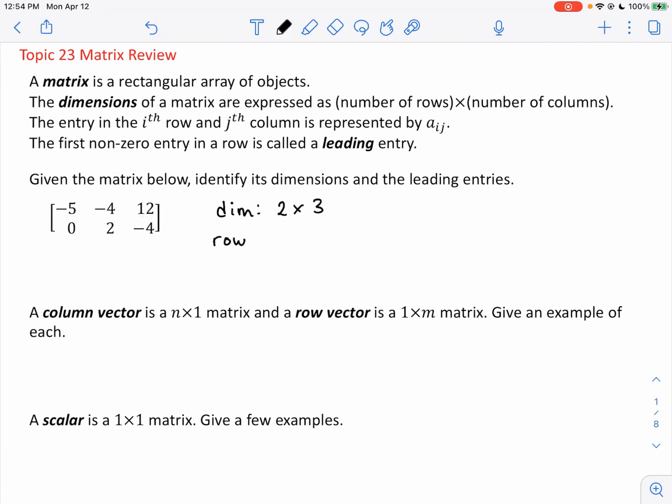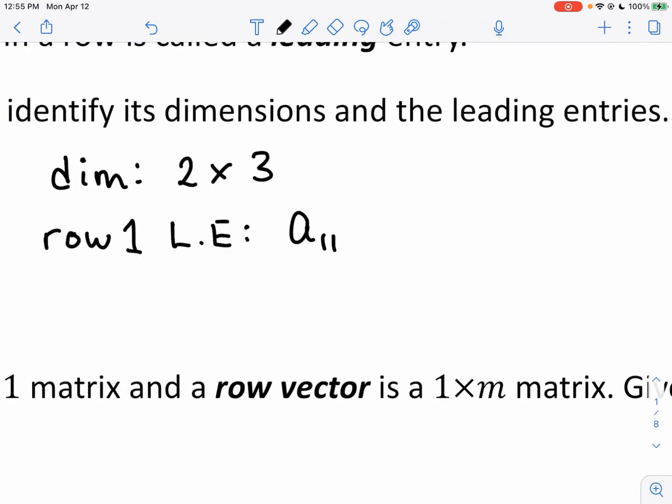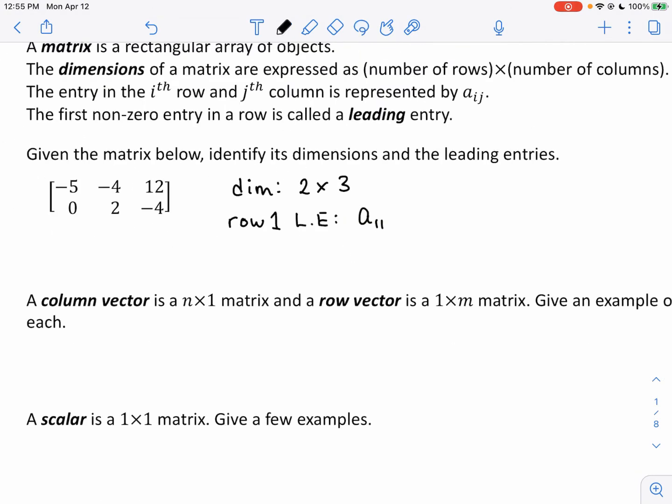So let's call this the row 1 LE, which stands for leading entry. And it's in the first row, first column. So this notation would be a sub 1, 1. Don't read that as a sub 11. Read that as a sub 1, 1, meaning first row, first column. If you do have double digits for the number of rows and columns, and you wanted to say the 11th row and 12th column, then use a comma to make it more clear. But if you just see what looks like an 11, read that as a 1, 1. And that entry, of course, is that -5 that we see there.